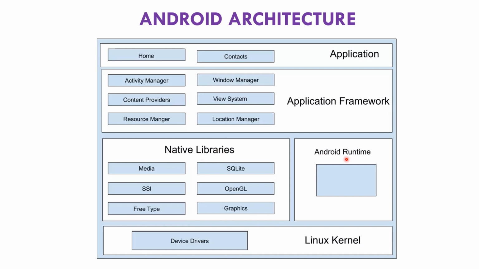Next layer is libraries and runtime. This layer contains the native libraries which support the execution of apps. Libraries include the SQLite database for data storage, then OpenGL for graphics, media for audio video, and so on. And the fourth layer is kernel layer. This layer handles the low level functions like the drivers, memory management, and process management. This layer is the foundation of Android operating system. So this is the main Android architecture which defines the structure of the Android operating system and how the Android works.